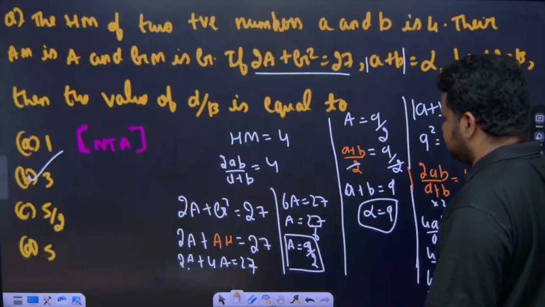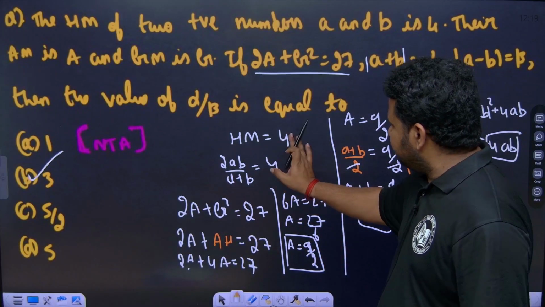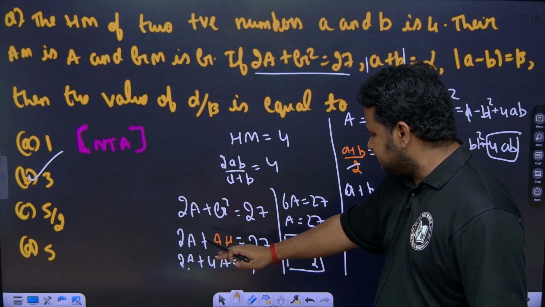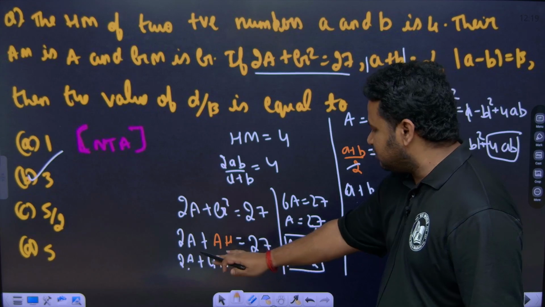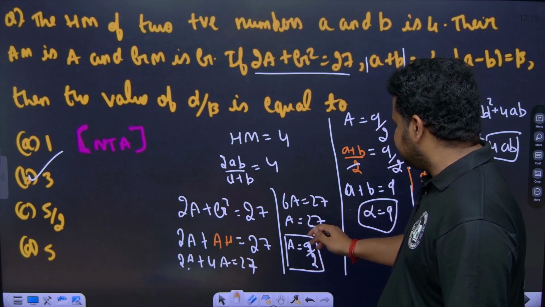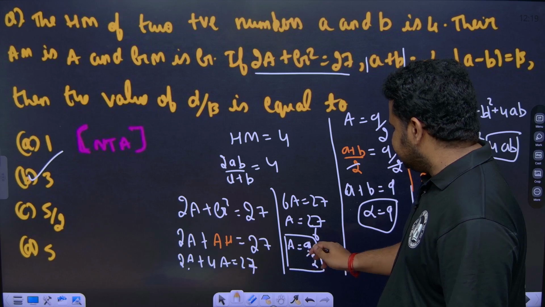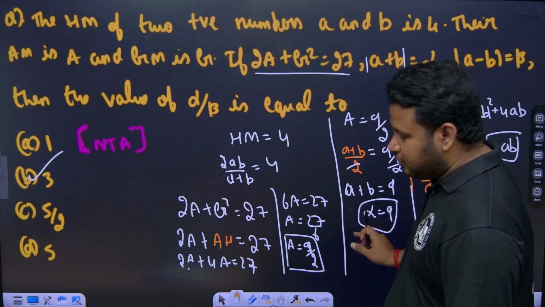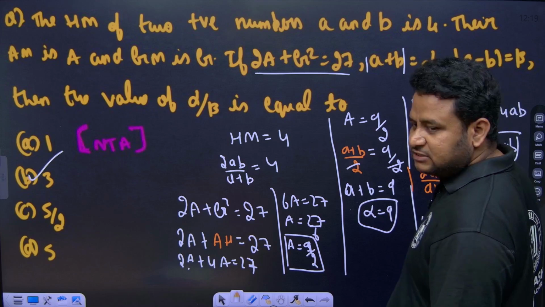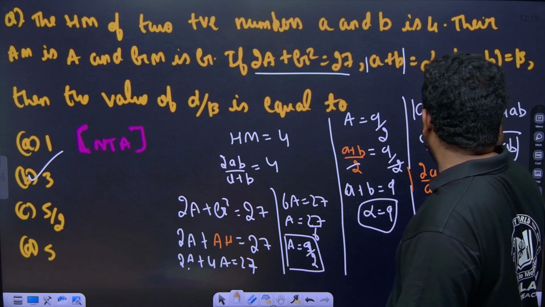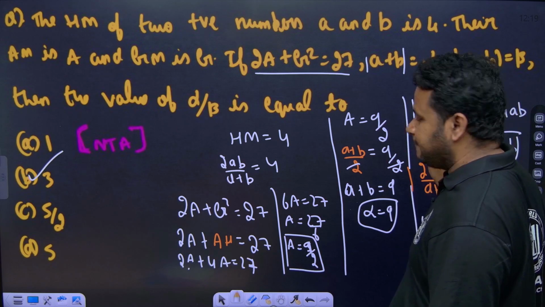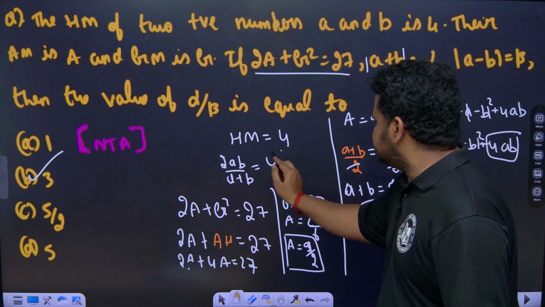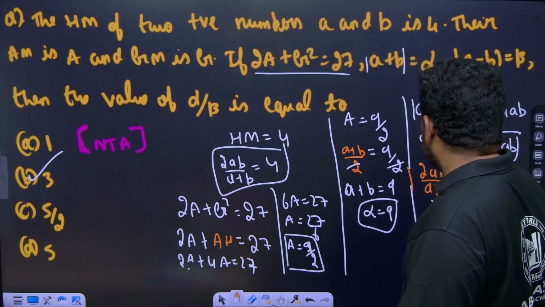Should I explain again? Harmonic mean I took 4, that I got the value as 2ab by (a plus b) is equal to 4. Then I use the equation, I put the value of g square is equal to a times h, I got the value of a. A is nothing but arithmetic mean, that is nothing but I got it as 9 by 2. So a plus b is equal to 9 by 2, a plus b is equal to alpha, I got alpha is equal to 9. Then I use the equation (a plus b) whole square is equal to (a minus b) whole square plus 4ab. Here I substituted, I wanted 4ab. So to find out 4ab, I use this equation. Okay, star equation I used.